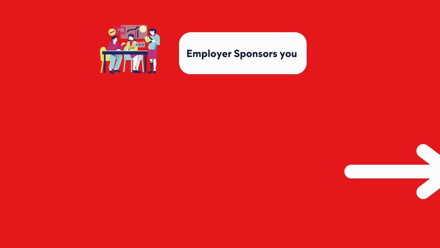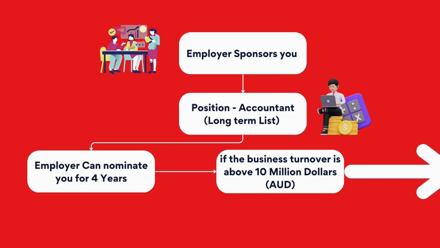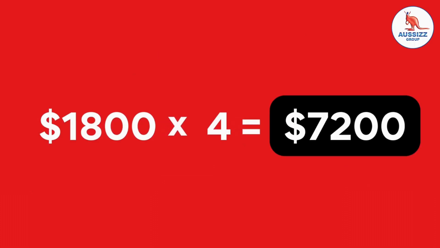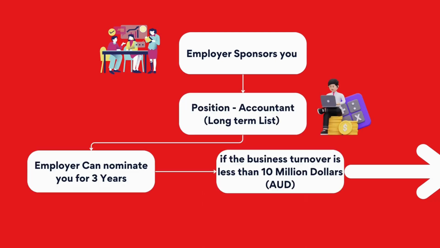Let's understand this by an example. If your business is nominating you for the position of an accountant, which is on the medium and long term list, they can nominate you for at least 4 years. If the business turnover is above 10 million, they will have to pay 1,800 times 4, that means $7,200. But if the employer decides to sponsor you only for 3 years, then they have to pay 1,800 times 3, which is $5,400.